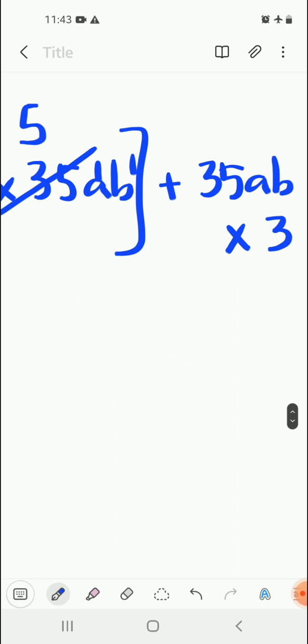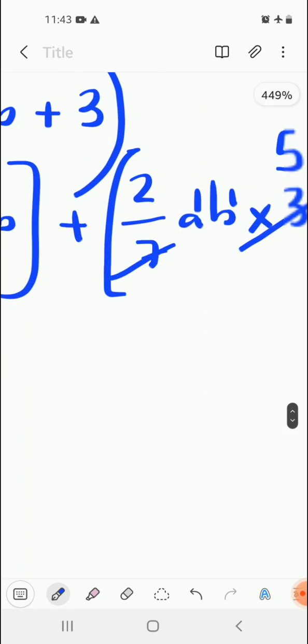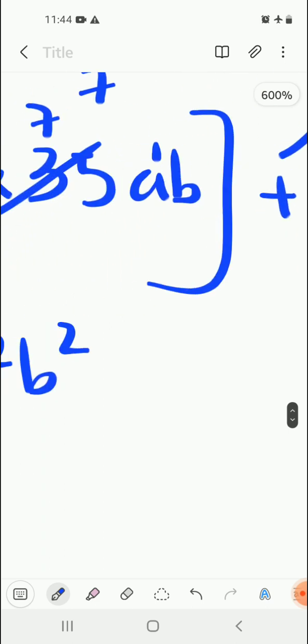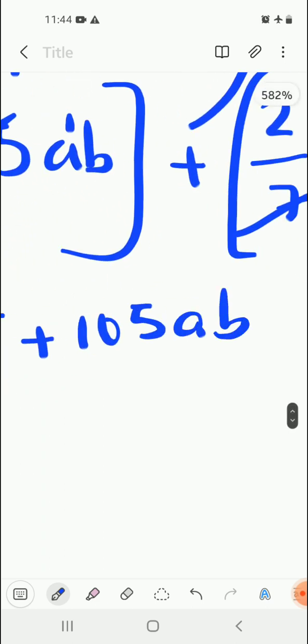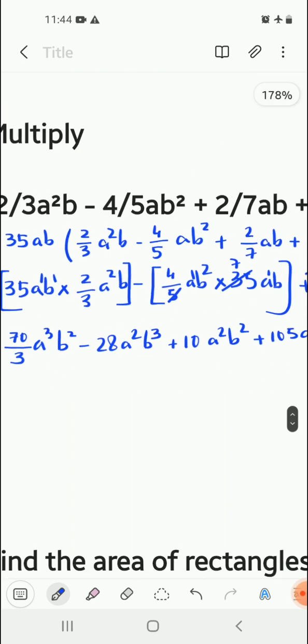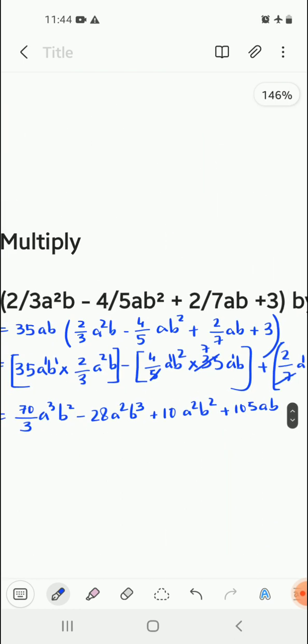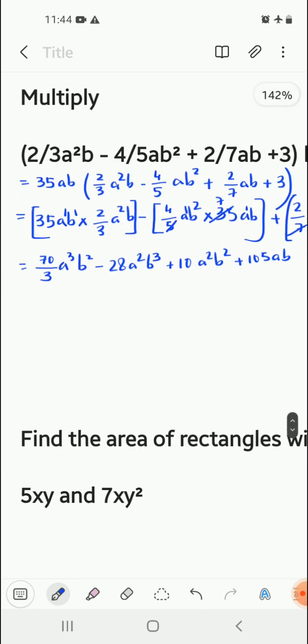Again, 35 does not get divided by 3, it will be multiplied. So 35 into 3, it becomes 105ab. So we are going to write plus 105ab. You see, there is no like fraction, so it remains as it is. Nothing to be done after this.